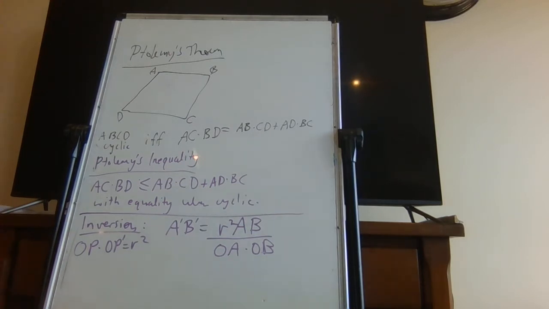I'm not just going to say it's trivial, but basically what happens when you invert a line is that it stays on the same pencil of similar triangles, stretching from the origin to AB to A prime B prime. So all it's going to do is either dilate it or contract it, and that factor is going to be R squared over OA times OB. We can see this pretty simply.